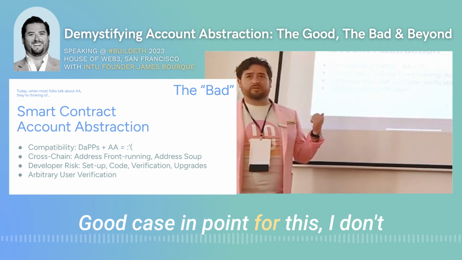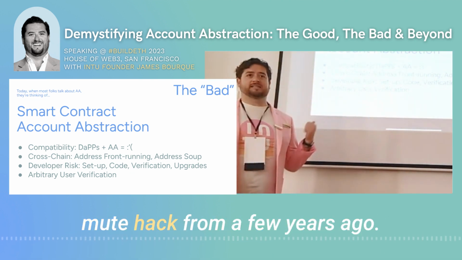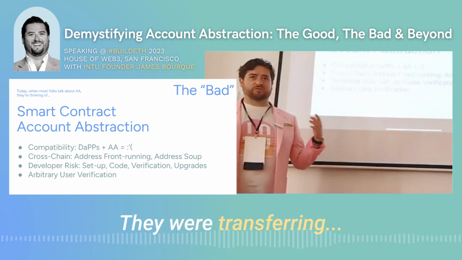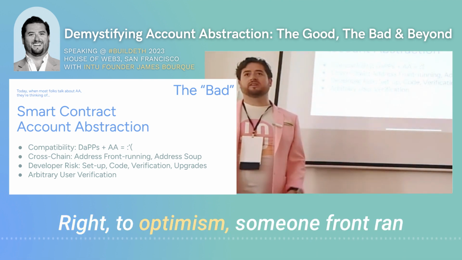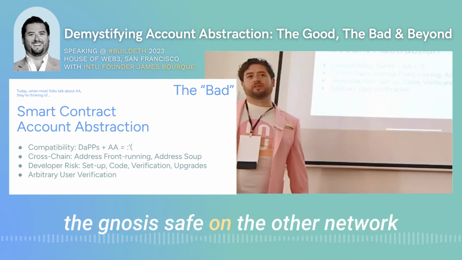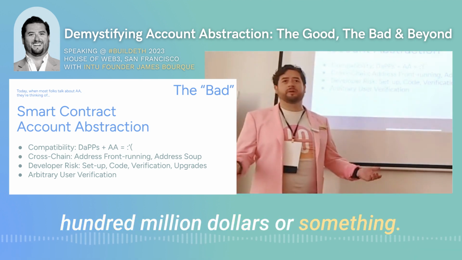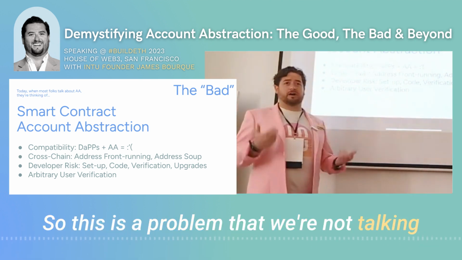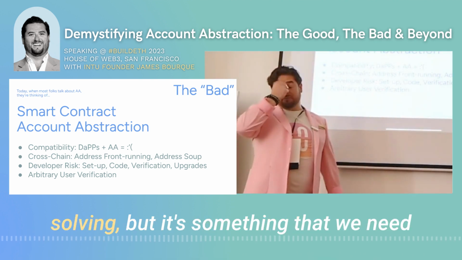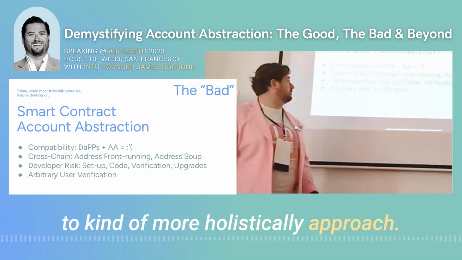Good case in point for this, I don't know if you guys remember the Wintermute hack from a few years ago. They were transferring, right, to Optimism. Someone front ran the Gnosis Safe on the other network and intercepted I think it was like $100 million or something, right? So this is a problem that we're not talking about and that we're thinking about solving, but it's something that we need to kind of more holistically approach.